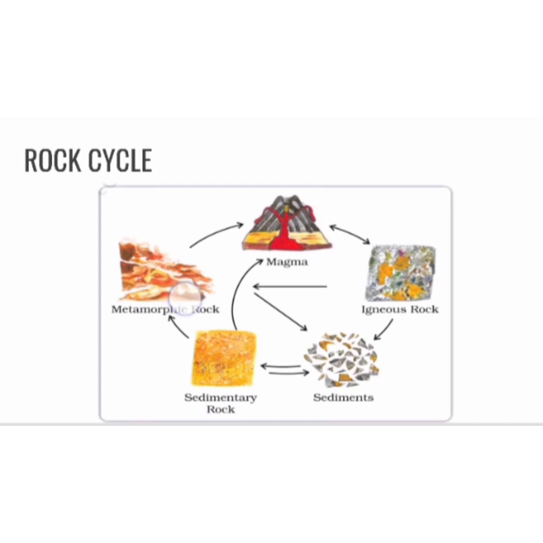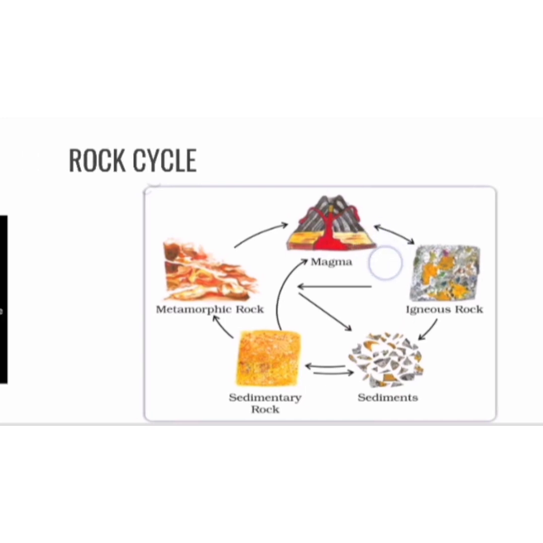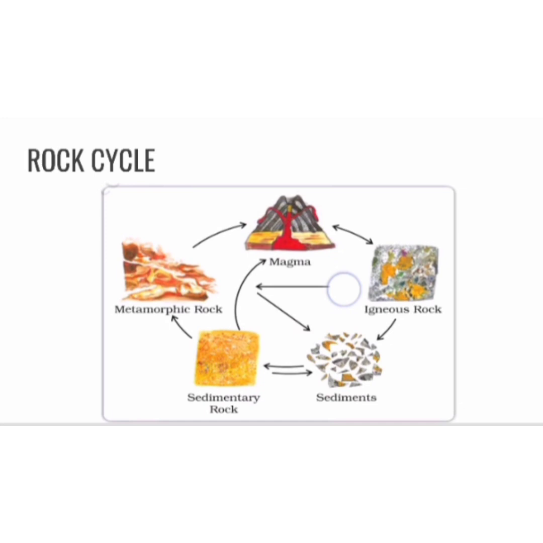The metamorphic rocks which are still under great heat and pressure melt down to form molten magma. This molten magma again can cool down and solidify into igneous rocks. Okay, this is the cycle of rocks. This is called the rock cycle. The transformation of one type of rock into another type is called a rock cycle.